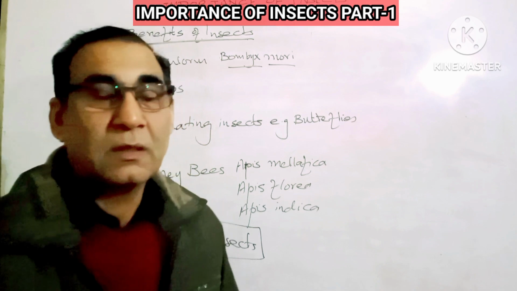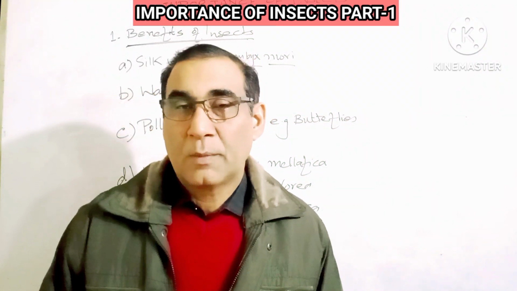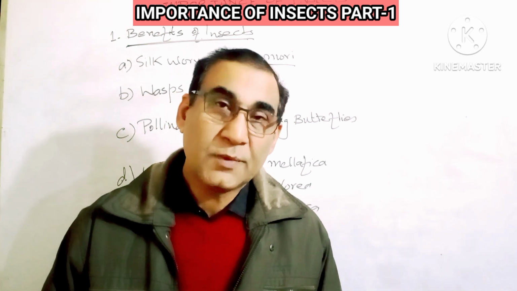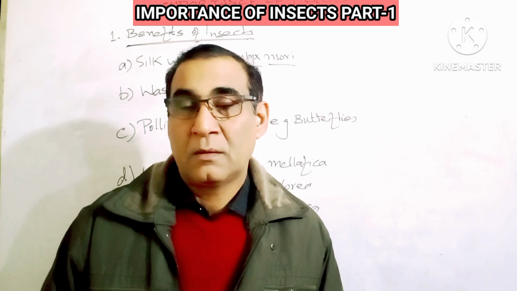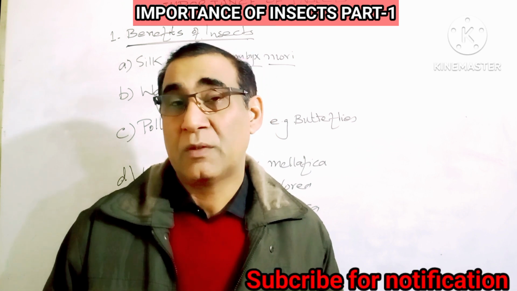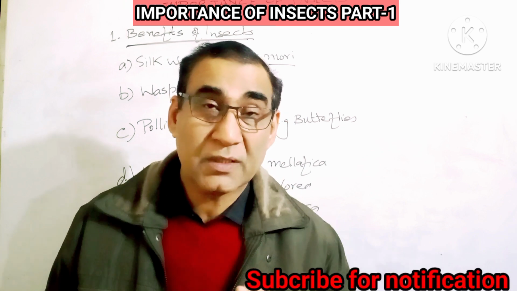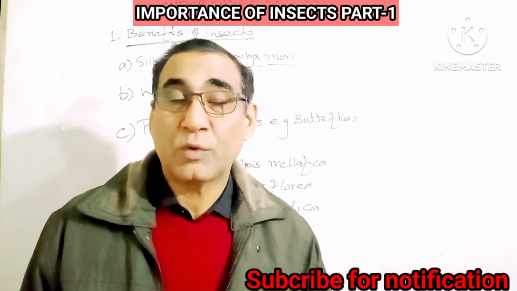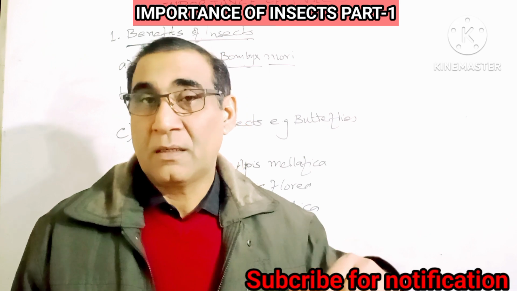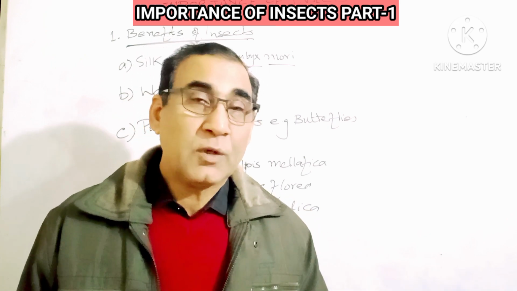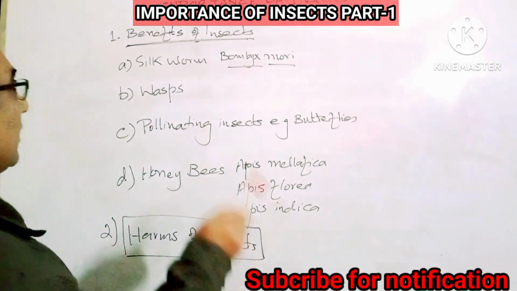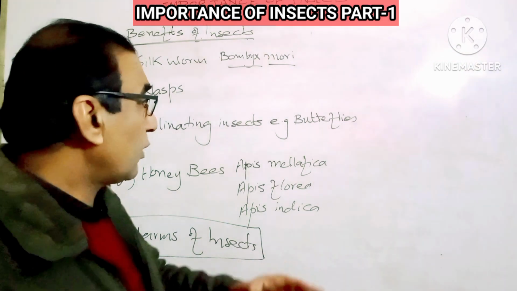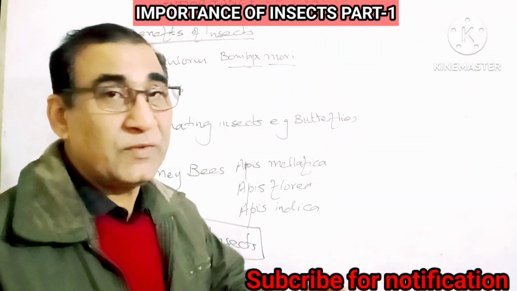You might come across in your paper: write down the benefits of insects, or write the harms of insects, or in certain questions you may come across: write down the importance of insects. If you come across the question, write down the importance of insects, then you will have to write both the harms and the benefits. And if you are asked particularly about the benefits or the harms, then you are not going to touch the other aspect. Whatever has been asked, you will have to write that only.